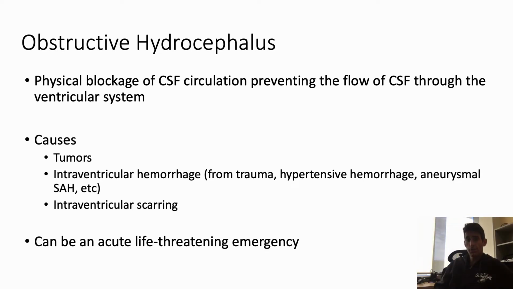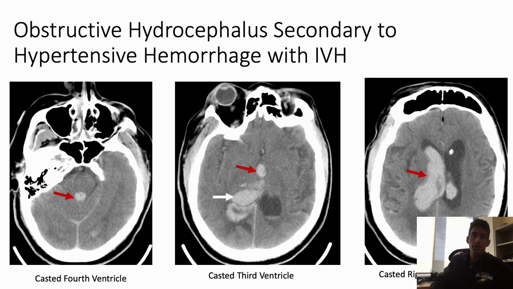And then intraventricular scarring is another way. So people that have bad meningitis have scar that forms in their ventricular system, and it acts as a physical blockade to the flow of spinal fluid. And there are other ways, but those are some of the more common ones. And obstructive hydrocephalus can be an acute life-threatening emergency. And just here are some examples.